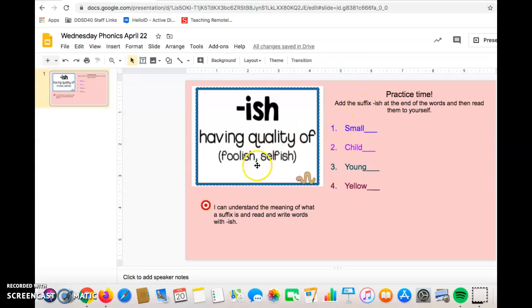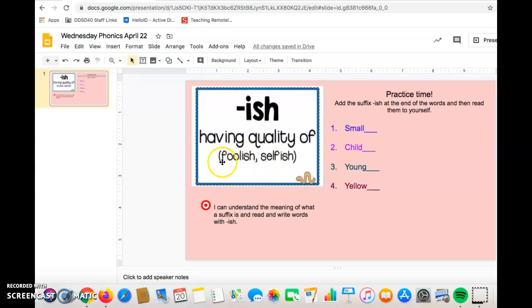Our learning target for phonics today is I can understand the meaning of what a suffix is and read and write words with ish, I-S-H. Ish means having quality of. I like to think of it as something is a little bit that way if there's ish on the end.